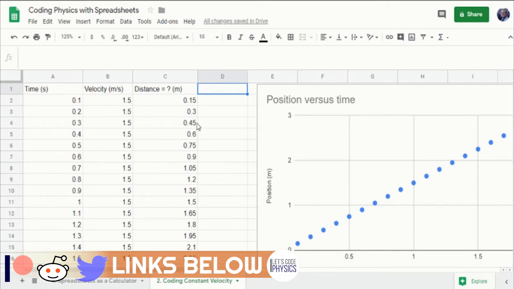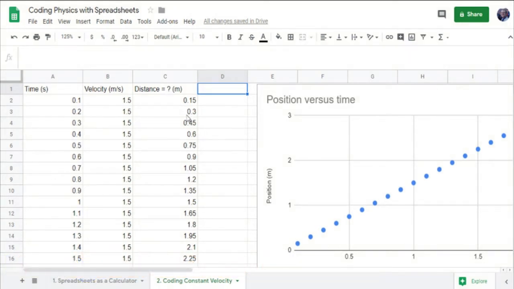This time I want to look at how we can use a spreadsheet to predict what's going to happen to a moving object. Here's what I want to do. Last time we used this distance formula, right? Distance equals velocity times time. And that's only really useful if this time that you have is the time since the beginning of when you started measuring.